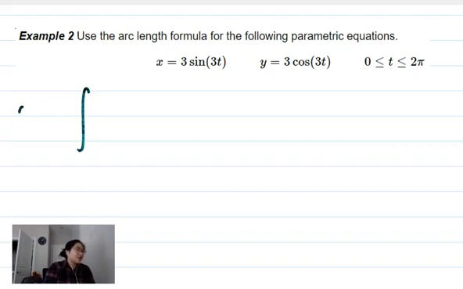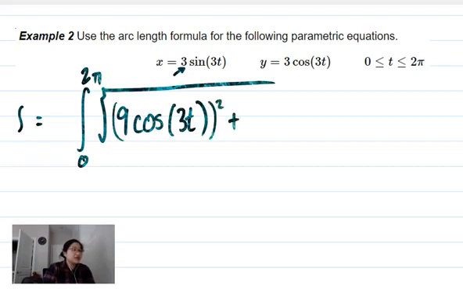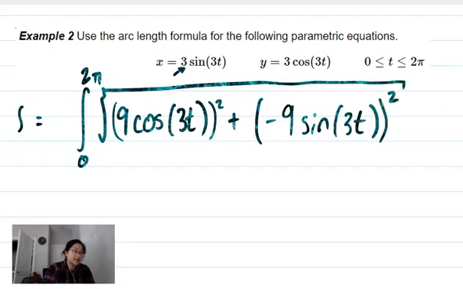Why is that nice? Well, we're going to end up with a lovely, lovely, lovely Pythagorean identity. So we're looking for the arc length, which we typically call s for some reason, going from 0 to 2 pi. We're looking at the square root of our derivative of x with respect to t, so that's 9 times cosine 3t, and then we are taking this and squaring it, plus our derivative of y with respect to t, which is going to be negative 9 times sine of 3t, and we're squaring all of that. And we're looking at this in terms of t.